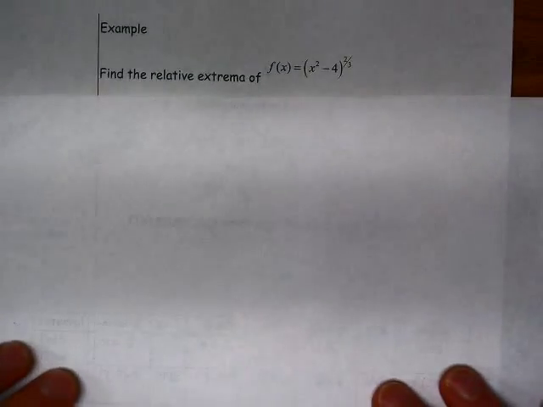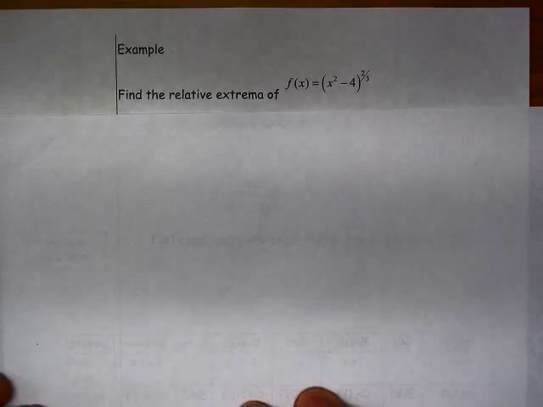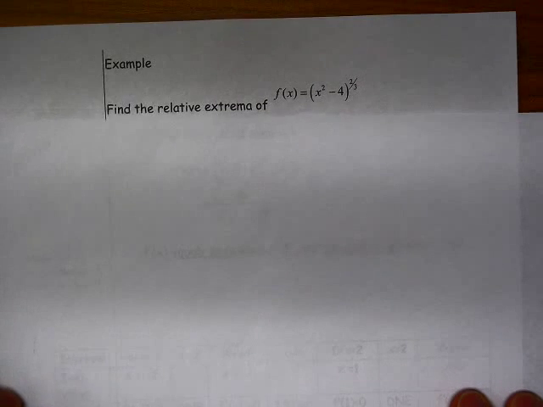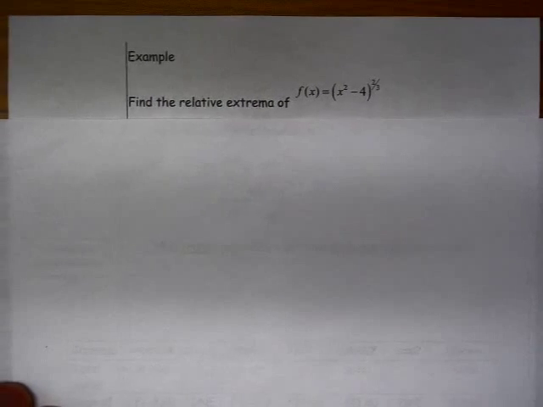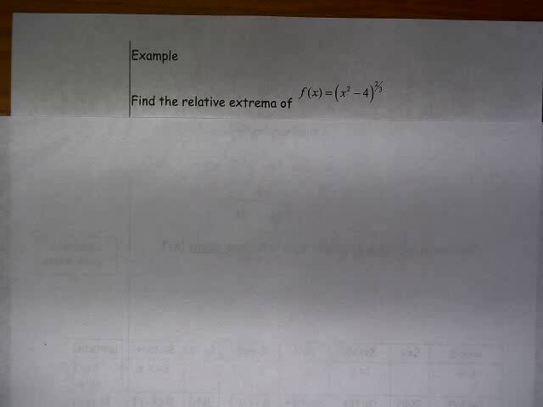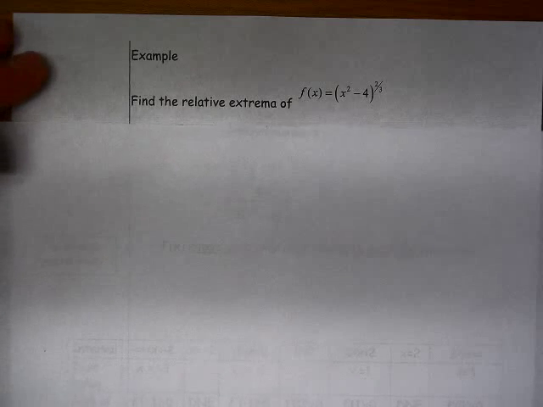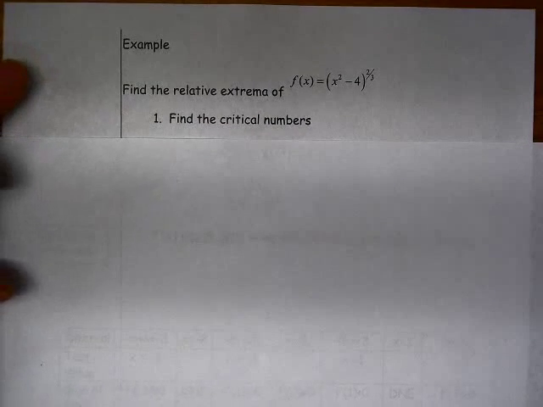So, a little bit harder problem. Find the relative extrema of this function. It's (x squared minus 4), the quantity all raised to the 2/3 power. The process is the same. No matter what the function is, the process is the same.